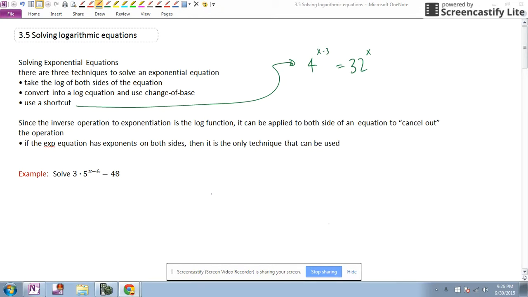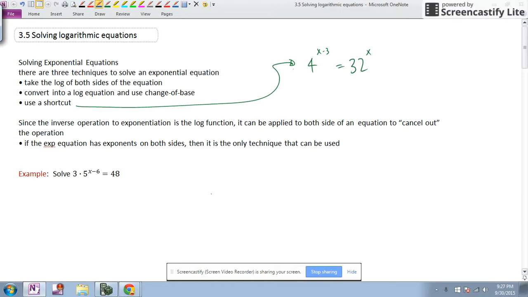And finally, we get to really get into the nitty-gritty and start solving these equations and having a lot of fun. So let's go. There are 3 techniques to solving an exponential equation. This is when the x is the exponent. The first one is you could go ahead and log both sides. Usually we pick log base 10 or natural log because our calculator has that button. So we could do that. You could convert it to a log equation and then use change of base, or you could use a shortcut. The shortcut method is the cleanest and the fastest, but not always usable.